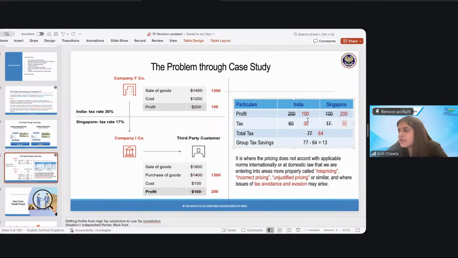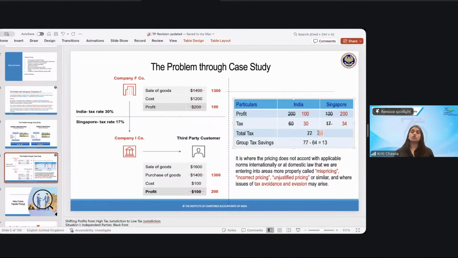So if you look at it from the perspective of the group, the total tax that the group now has to pay is going to be $64. How $64? $30 of tax in India and $34 of tax in Singapore. It becomes $64. So from a whole perspective, because these entities became related to each other, because these entities now became associated to each other, they are now paying a tax of $64 instead of $77. So there has been a group tax saving of $13, 77 less 64.